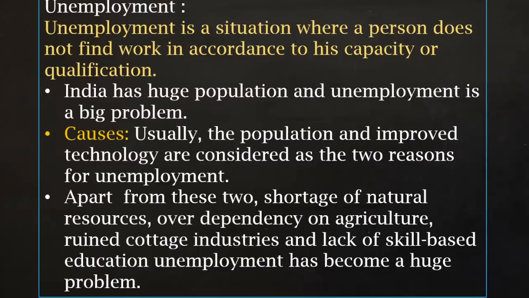So first let us take up unemployment. Unemployment as a big problem. What is unemployment? Unemployment is a situation where a person does not find work in accordance with his capacity or qualification. A person has the qualification, he has the capacity to do it, but he does not find work in accordance with his capacity or qualification. It is termed as unemployment.